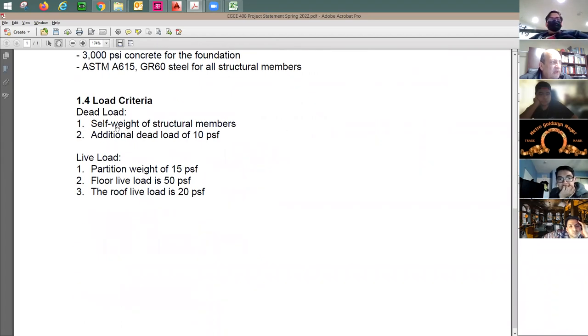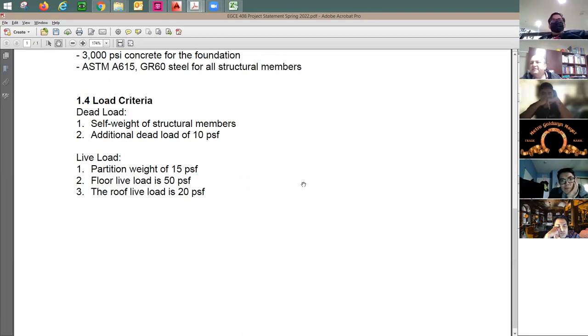Load criteria, you have the self-weight of the structural members. And then you have additional dead load of 10 PSF. Usually this 10 PSF is for the ceiling, tiles, ducts, light fixtures, and everything that you may think about. The floor live load here is going to be 50 PSF. You also have partitions, and the partition weight is going to be 15 PSF as a live load. Someone's going to say, I thought that partitions give you dead load. Am I correct? I'm going to say not in an office building. Maybe in residential, partitions stay there forever. But in an office building, when you have concrete slab, you can change it at any time. This is why we consider the partition weight to be 15 PSF.